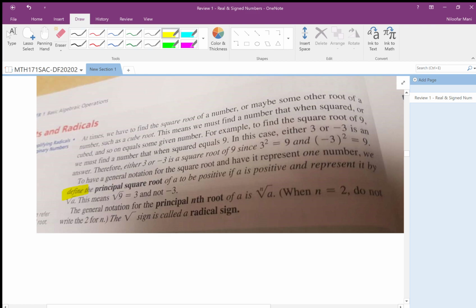we have the definition. When we define, we accept it. We define the principal root, which is radical, to be positive. So I use the symbol. The notation of the principal root is radical. Okay? I use the symbol.